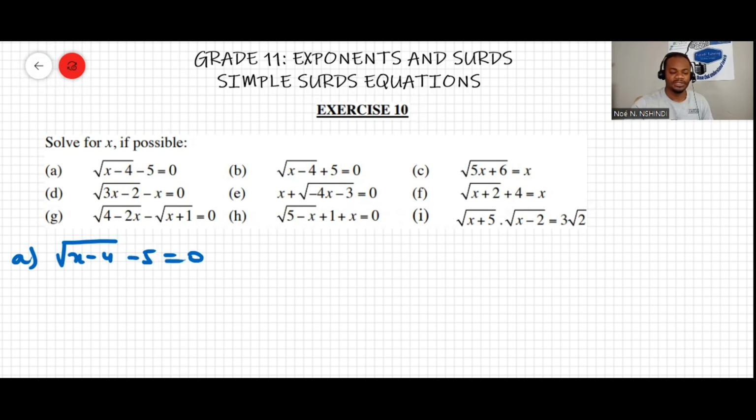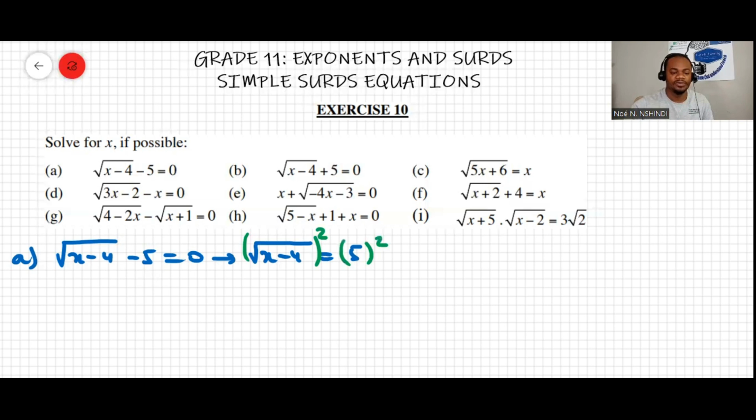Now to solve this, we will first get rid of the integer -5. So we move it on the other side of the equal sign. So this will be square root of x minus 4 equal to positive 5. Then to solve this, I will get rid of the square root also, by raising this side to the power of 2, but whatever we do on the left, we must also do on the right.